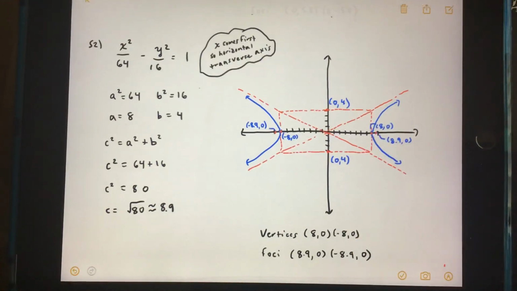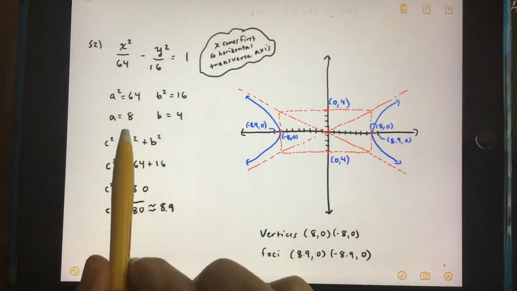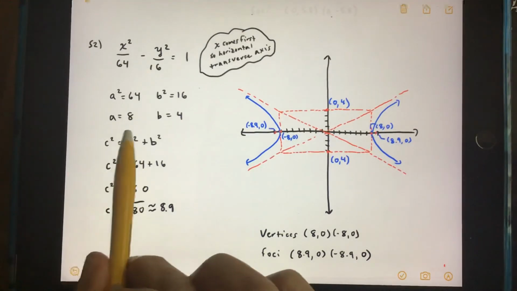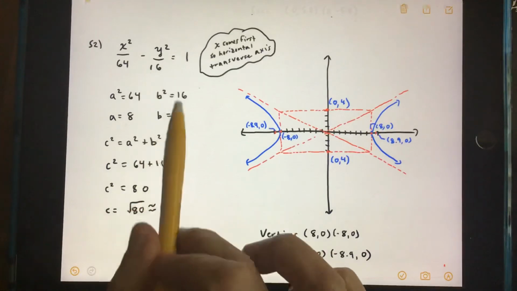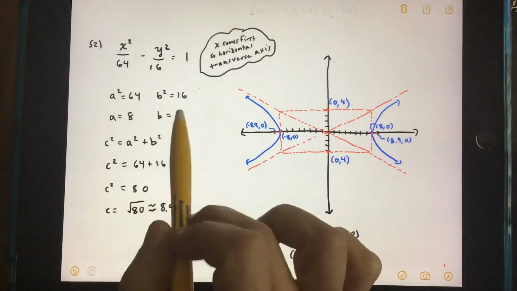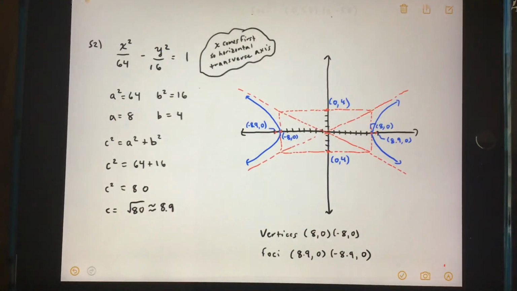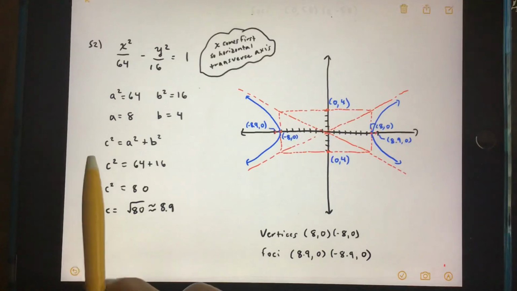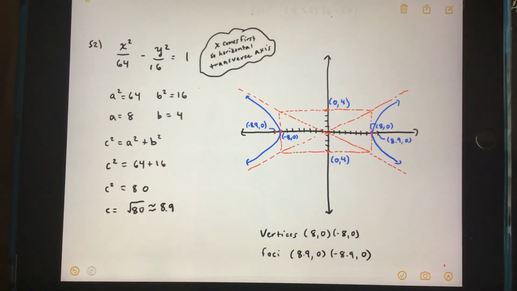Okay, let's find our numbers so we can figure out exactly where those branches will open left and right. A squared is 64, the square root of 64 is 8, so a is 8. B squared is 16, that comes right off of the denominators from our equation. So b squared is 16, the square root of 16 is 4, so b is 4. Using our relationship c squared equals a squared plus b squared, we're able to plug in our a squared and b squared, find out c squared is 80, and the square root of 80 is approximately 8.9.